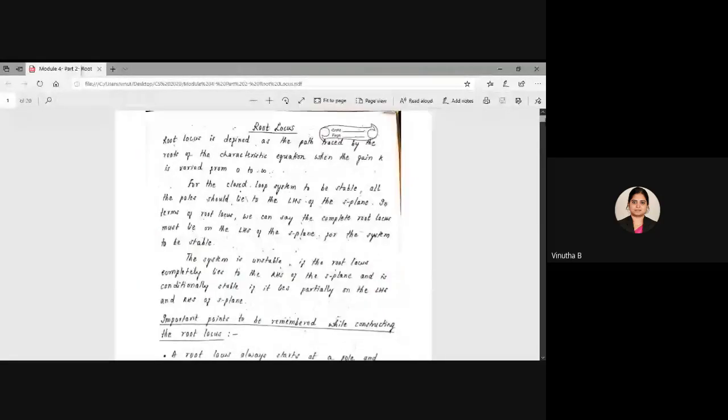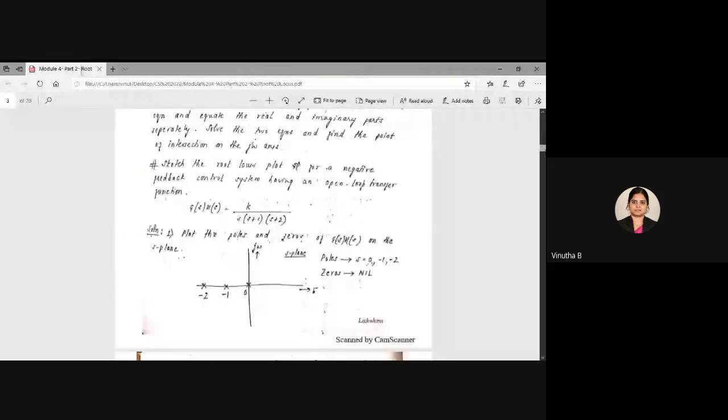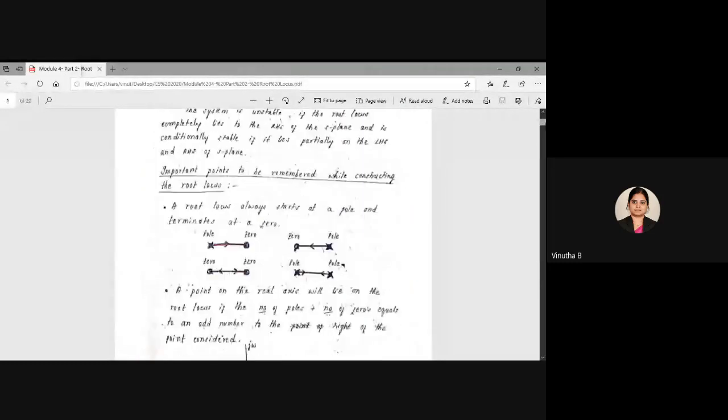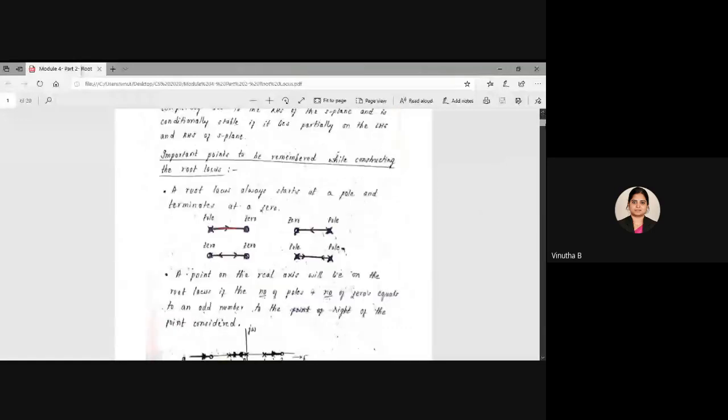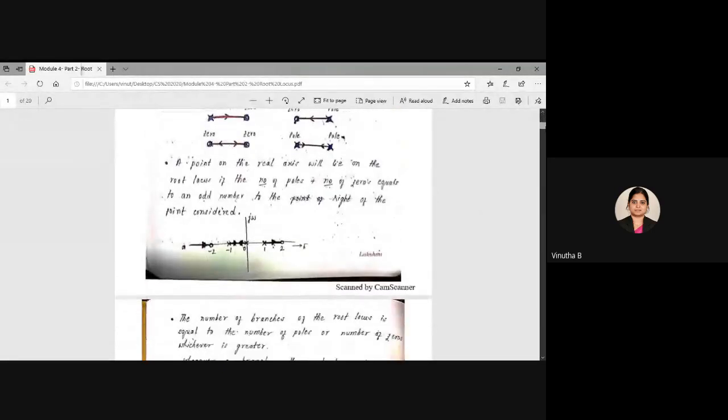Break in the root locus. See, ma'am, here, I told you that. Where was that point? Okay, see here. This point is a very important point to decide where to draw the root locus and how there is a break in the root locus.